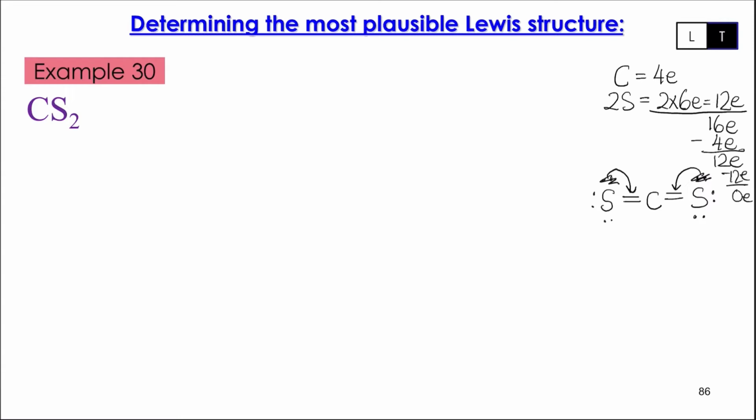So I'm going to draw it very nicely at the side here. So I got carbon with a double bond attached to sulfur, and on each sulfur I only got 2 lone pairs left because the other one has already become a double bond for each of them. So this is the first Lewis structure for CS2. I'm going to label it as A.